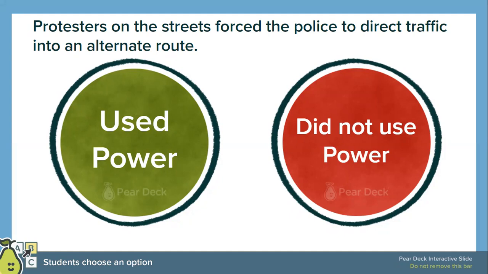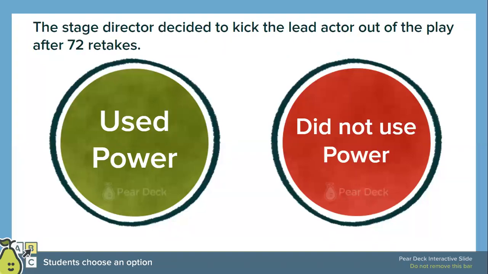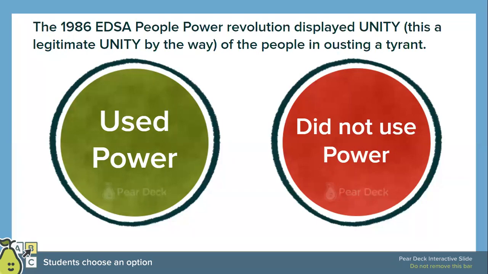Think about it. The president made sure that his constituents were happy by giving away cash gifts and other goods during Christmas. Did she use the power? Yes or no? The stage director decided to kick the lead actor out of the play after 72 retakes. Did she use the power? Yes or no?